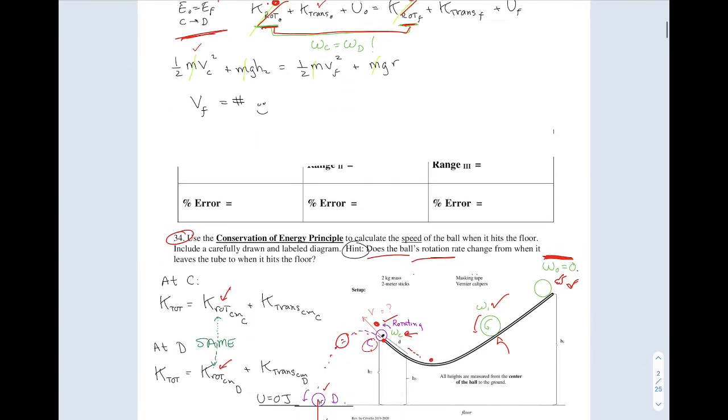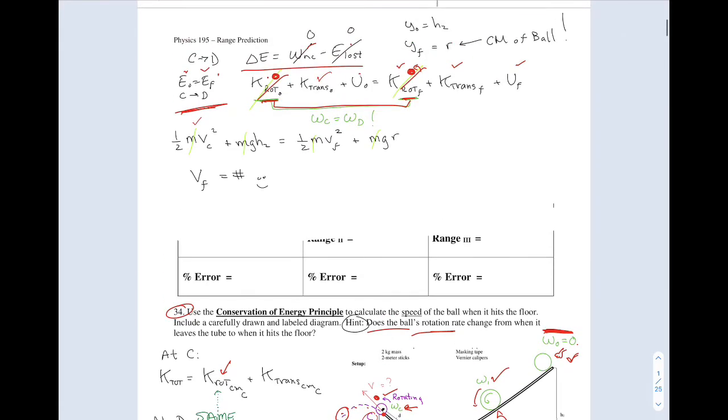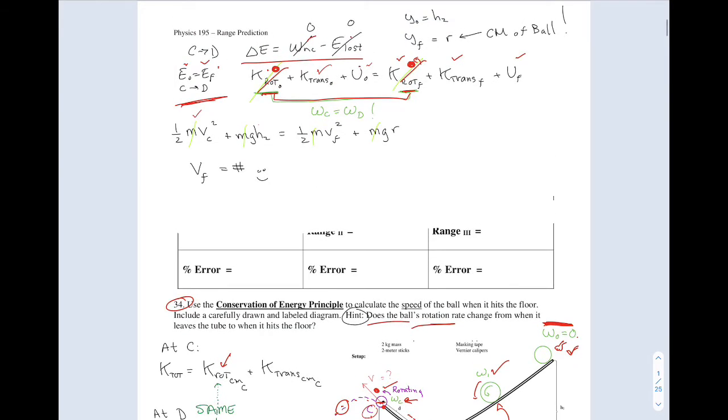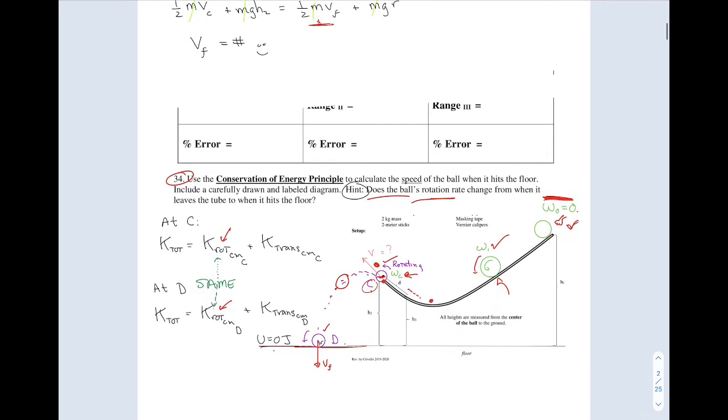For initial potential energy, my reference point was the ground. So my initial potential energy is mg times initial height, the height of the center of mass, that was h2. When it hits the ground, the final potential energy, remember everything in the lab was measured to the center of the ball.